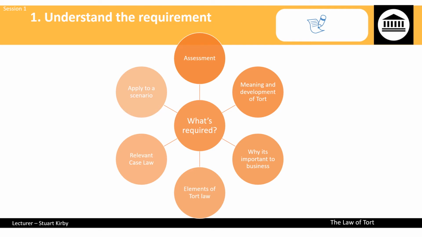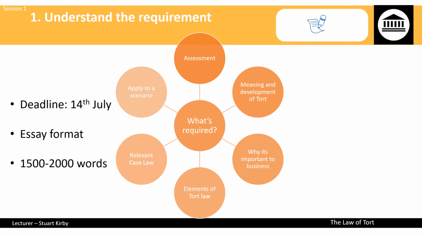And that's it. It's as simple as that. Literally, that's all you need to do. I'm counting 5 or 6 paragraphs there. And we're looking at a deadline, the 14th of July, essay format, and we're talking about 1,500 to 2,000 words for this assignment. So hopefully people are very clear from the offset, before we even get into talking about the law of tort, what the assessment is all about, what you're expected to do, and what each paragraph could be focused on.